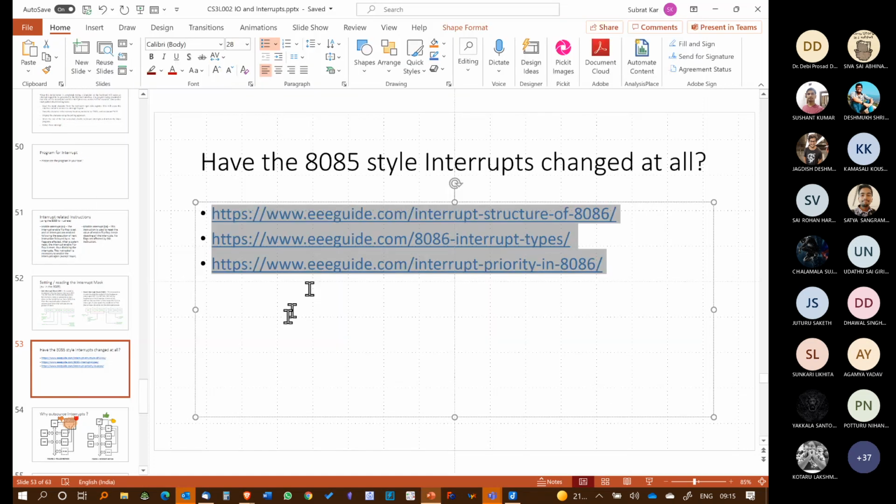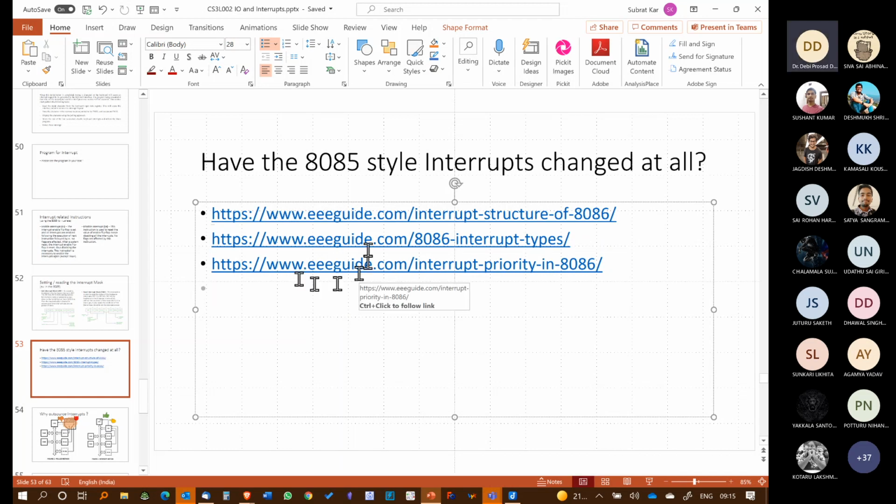All right, so you will have to just go to e-guide interrupt structure of 8086, 88. So these slides you can share, na? Yeah, slides I can share, but that's later. I can't do it right away, right? Why these links are important is this is not the earlier link I gave. This is the interrupt structure of 8086. This is not the interrupt structure of 8085.